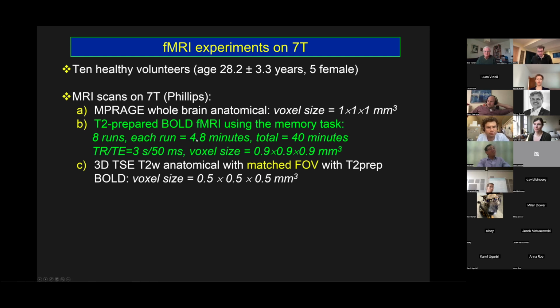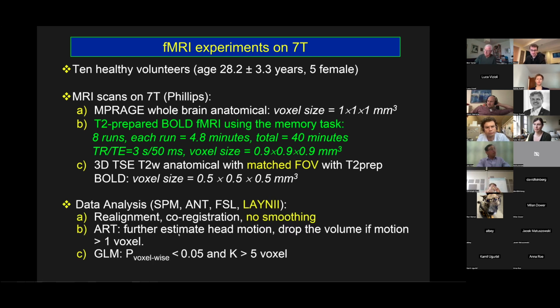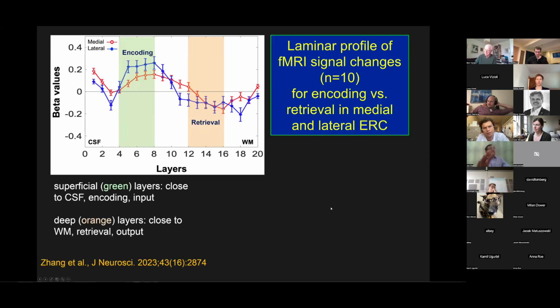And this is really a very long task. It's about 40 minutes to get enough trials, and we separate into eight runs. And we have structural imaging, and these are the analysis with Renzo's help. So this is really the main results from this study.